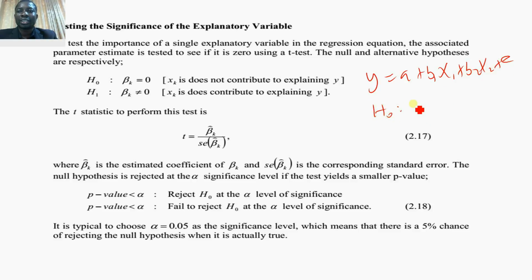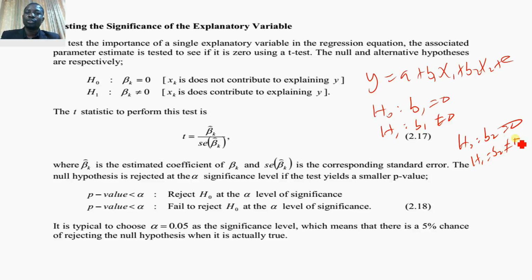null hypothesis that b1 is equal to 0, and the alternative is that b1 is not equal to 0. So this is for x1. Then you also check for b2. We also check H naught: b2 is equal to 0. Alternative is that b2 is not equal to 0. So you test for those things.